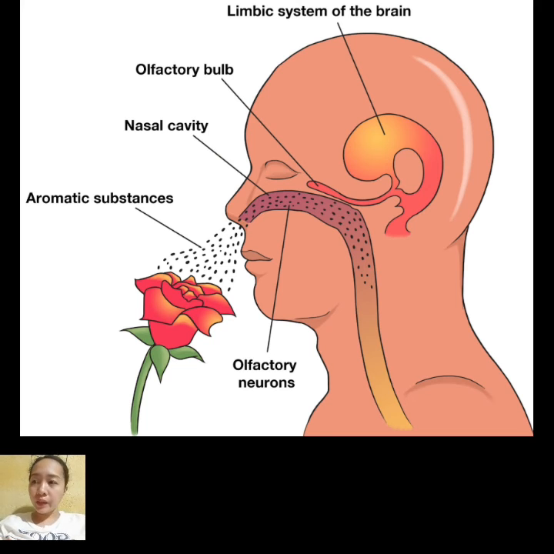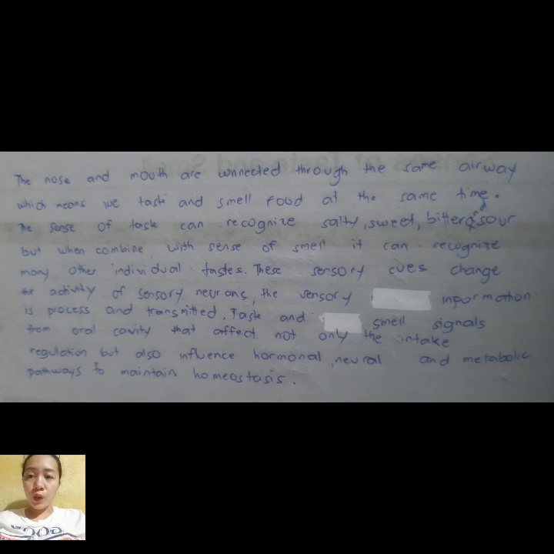Another activity here is to write a few brief paragraphs outlining how the senses of smell and taste operate in ways that help the body maintain a homeostatic balance. So we all know that the nose and mouth are connected through the same airway, which means we taste and smell food at the same time. The sense of taste can recognize salty, sweet, bitter, and sour, but when combined with the sense of smell, it can actually recognize many other individual tastes.